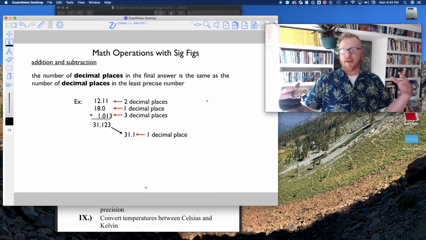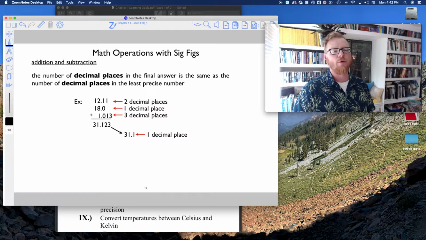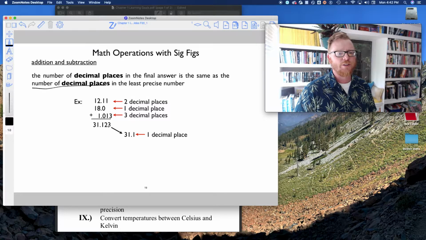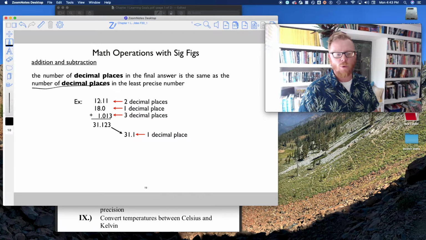So what about addition and subtraction? Well, addition and subtraction make another group because they have the same rule. With addition and subtraction, the number of decimal places in the final answer is the same as the number of decimal places in the least precise number. So this is just a little bit different than multiplication, okay? For example, if I was adding 12.11 plus 18.0 plus 1.013, obviously these all have different sig figs: 12.11 is 4, 18.0 is 3, and 1.013 is 4. But with addition and subtraction, it's all about the decimal places.